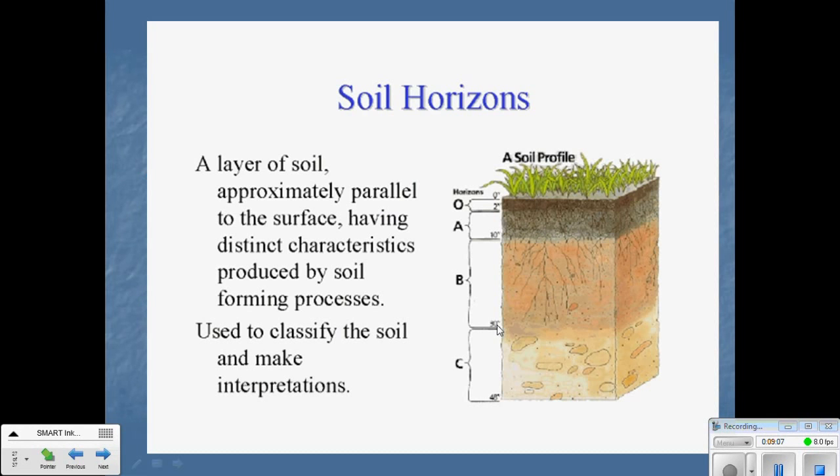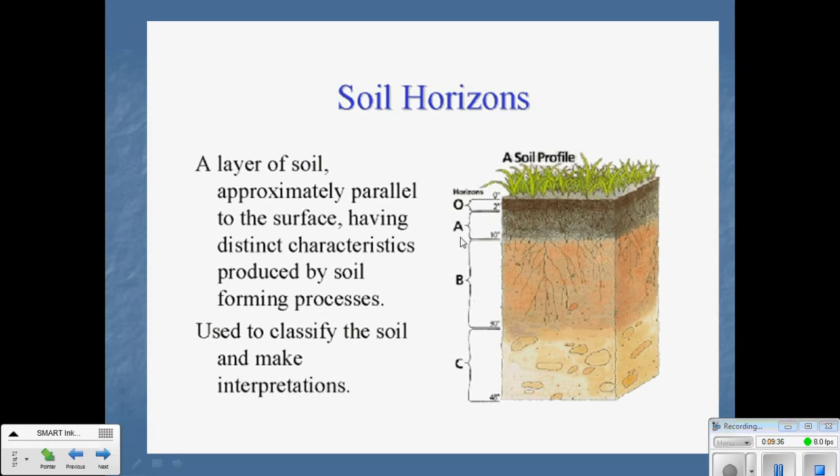And here's a picture of some different soil horizons. And it says a layer of soil approximately parallel to the surface, having distinct characteristics produced by soil forming processes, used to classify the soil and make interpretations. So at the very top, we've got the O horizon. That's only about 2 inches deep. That's the organic matter. That's all that stuff that's breaking down like leaves.